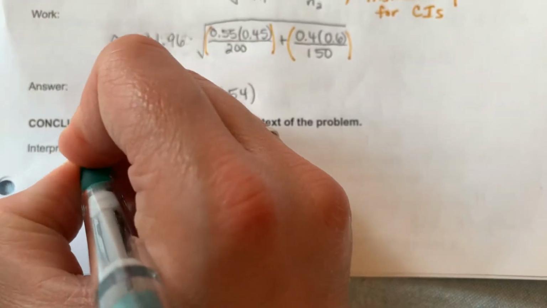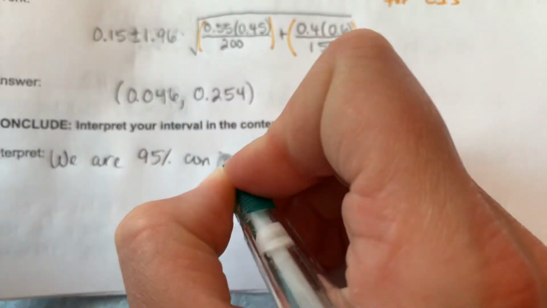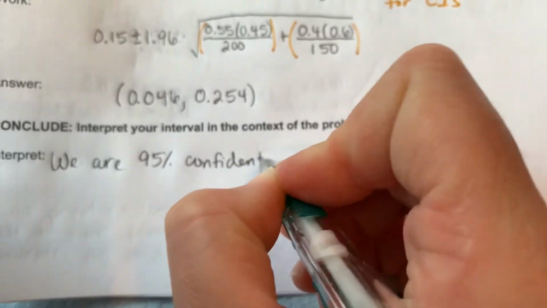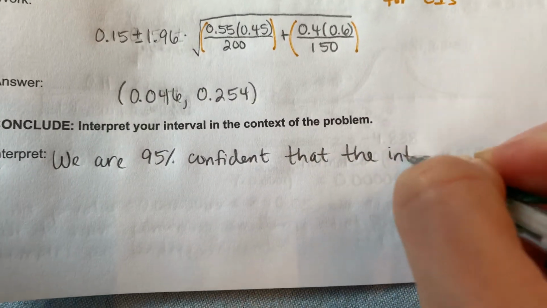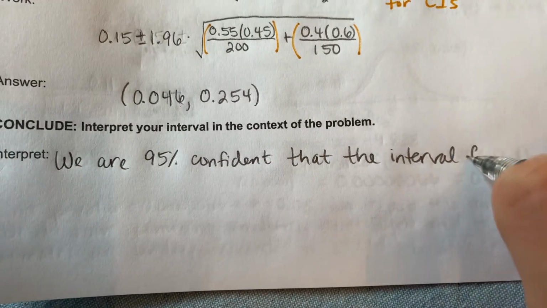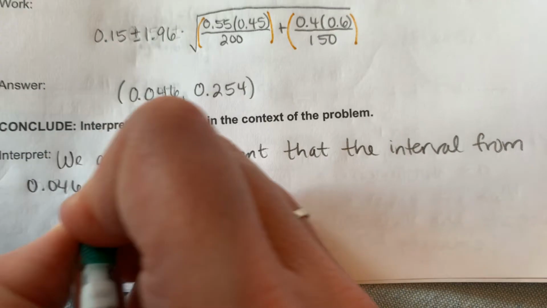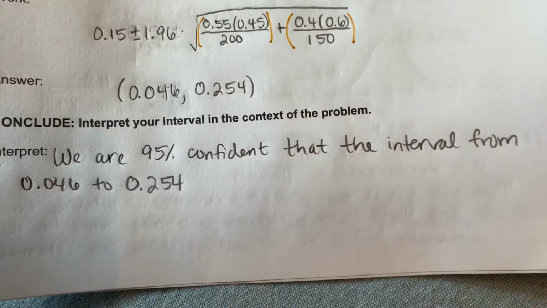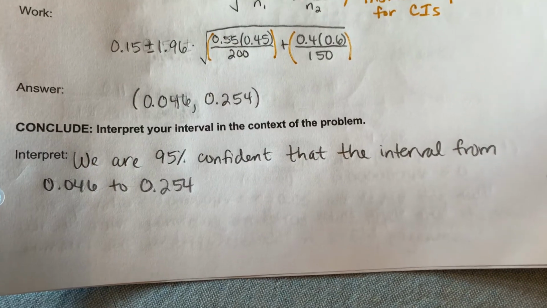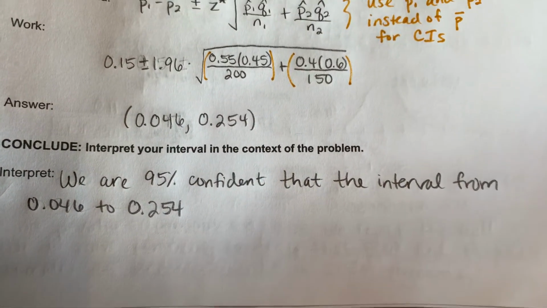We are 95% confident, our confidence level was 95, that the interval from 0.046 to 0.254. If it makes you feel better, you can convert these to percentages, right? This would be 4.6% to 25.4%. That's fine too.